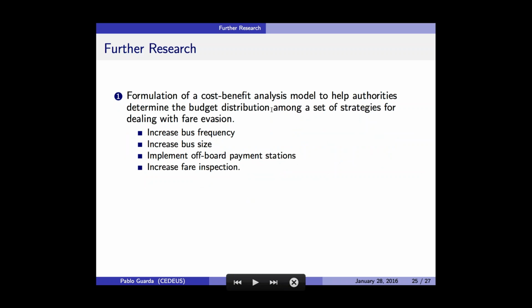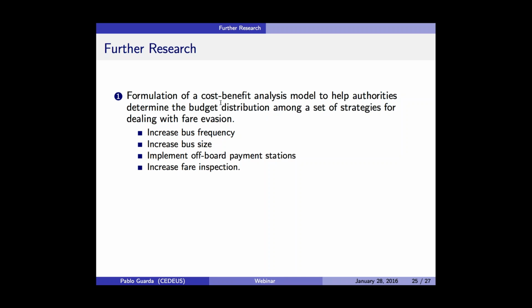That's why the first point of the further research is to formulate a cost-benefit model to help authorities determine the budget distribution among a set of strategies for dealing with fare evasion, such as increased bus frequency. Why increase bus frequency? If bus frequency is higher, then bus occupancy levels are going to decrease, and then this would decrease fare evasion as we observed in the results obtained in the regression models.